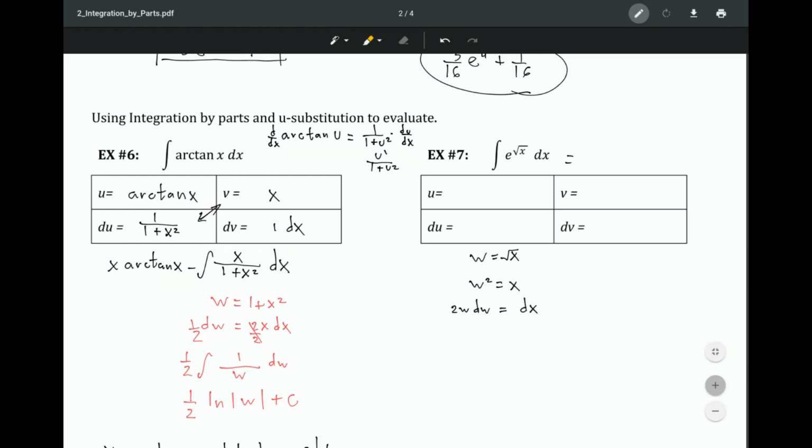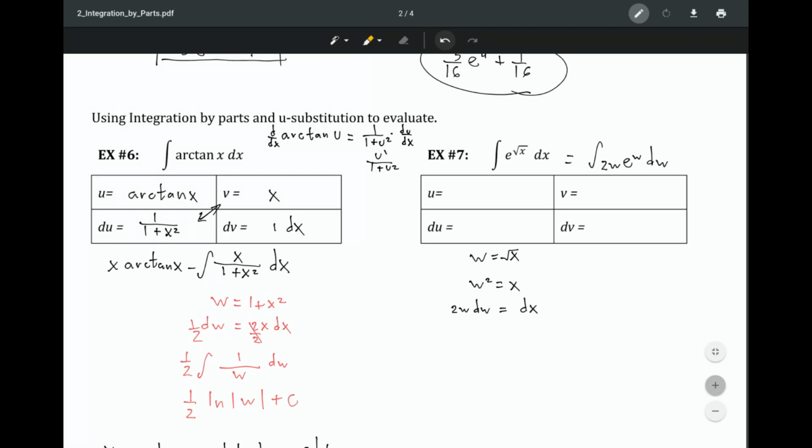So this is actually going to become e to the w, all right? And then dx is 2w dw. I should have made myself more space here. Okay, so kind of ugly, right?